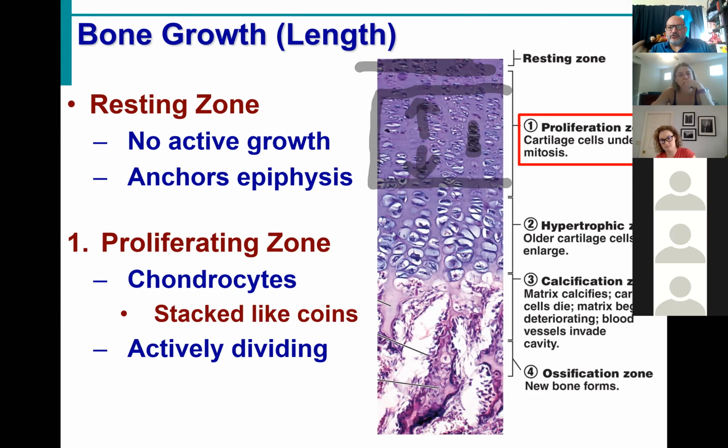Using that interstitial growth. And that's perfect because that's what we want. We want the bone to get longer. The problem is it's making it longer with cartilage. So what we need to do is then convert that cartilage into bone. But we've already learned how to do that.